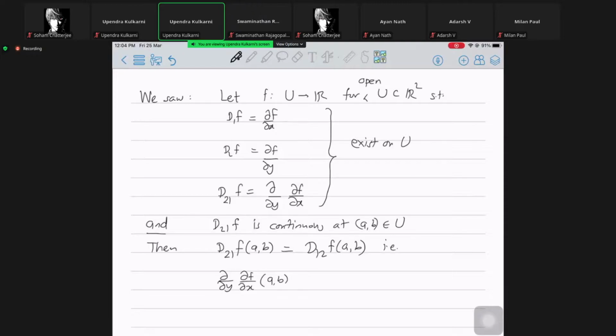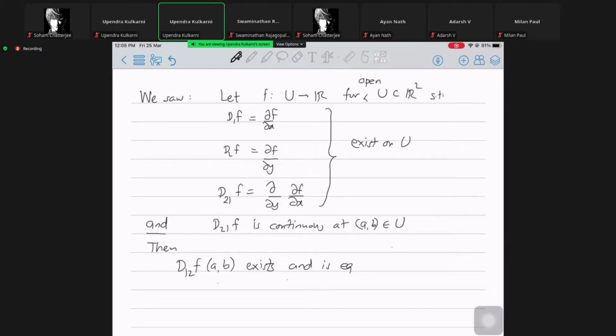Then, in fact, this is correct as stated. Then d12 of f exists and is equal.